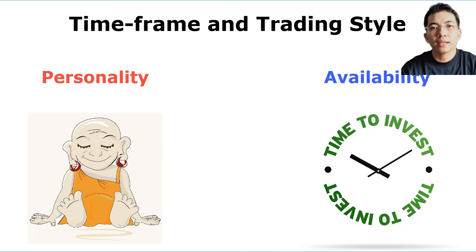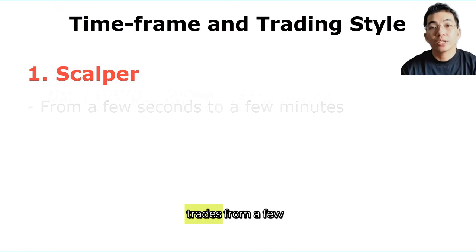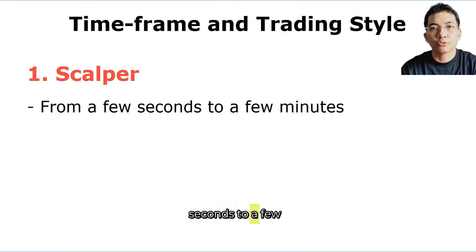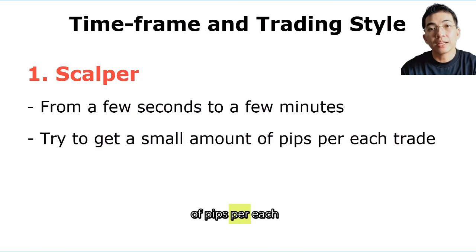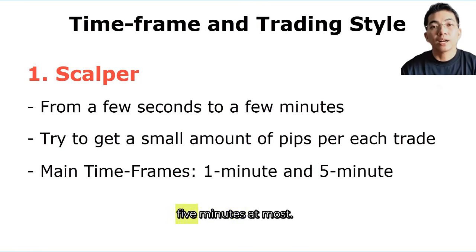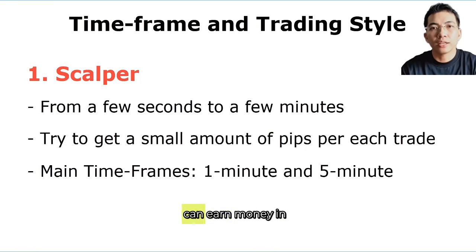The first category of traders that I want to show you is scalpers. Scalpers usually hold their trades from a few seconds to a few minutes. The goal is to get a small amount of pips per trade. Scalpers usually focus on very low time frames like 1 minute or 5 minutes at most. This technique is a double-edged sword because it is true that you can earn money in seconds, but you can also lose money in seconds.